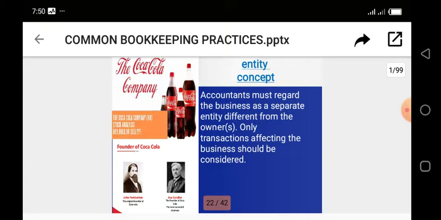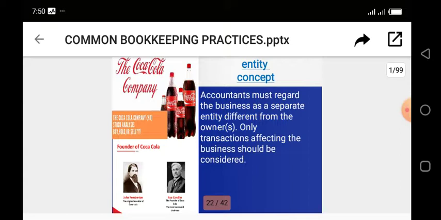So accountants must regard the business as a separate entity from its owner. Every business you see is a legal entity, so far as it is registered. It is a legal entity. So it means that the business is separated from the owner. So only transactions that affect the business should be recorded.